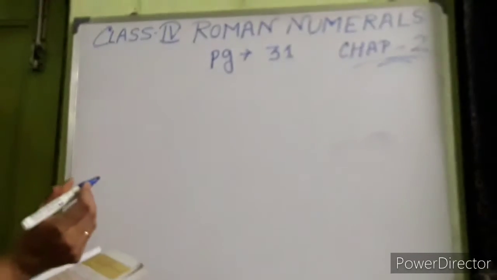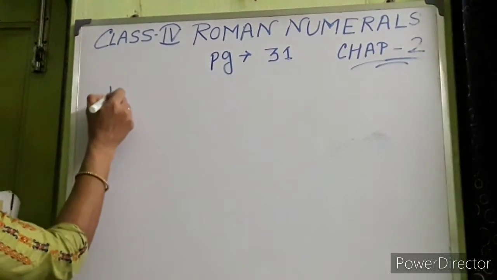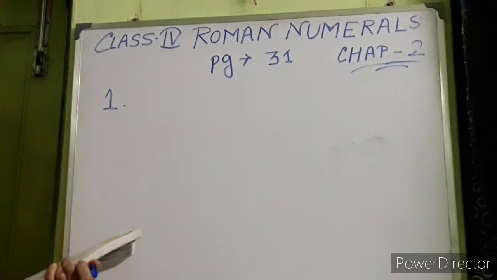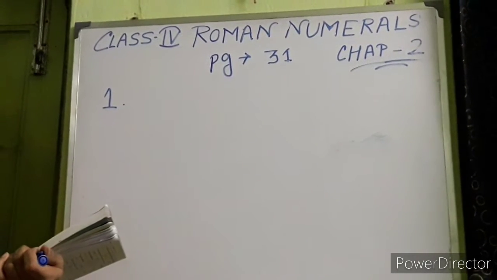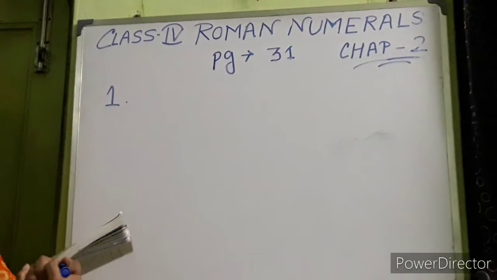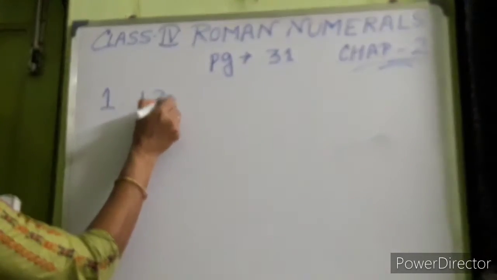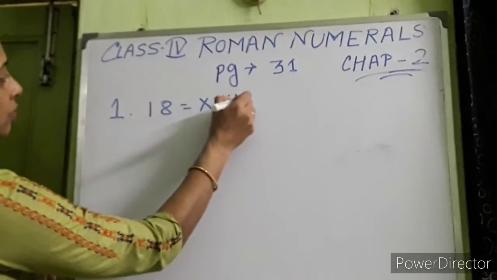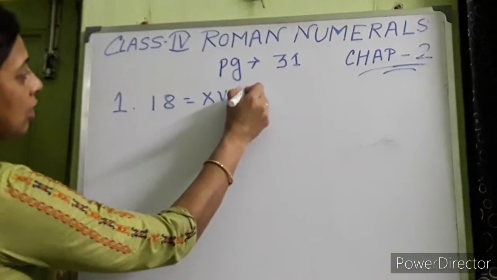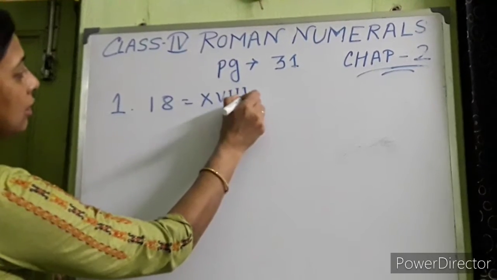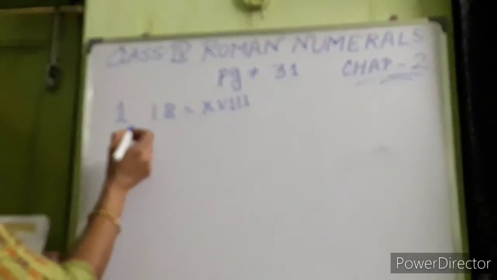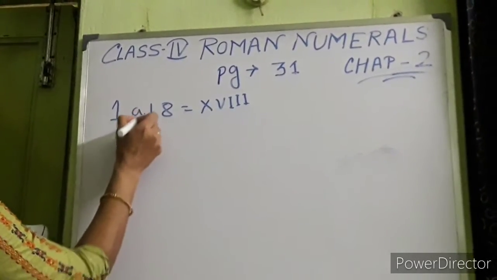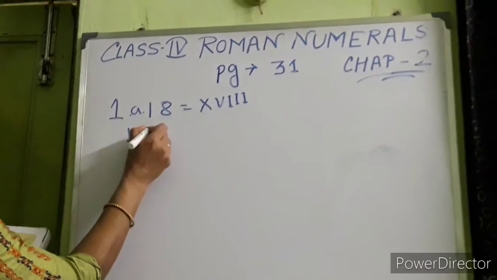Now, in the exercise, question number 1: write the following in Roman numerals. A, 18. You can easily write 18 as 10 plus 8, so XVIII. Next, B, 29.